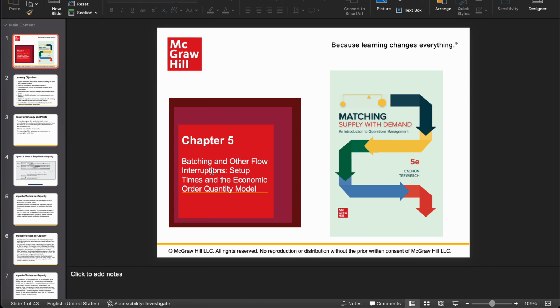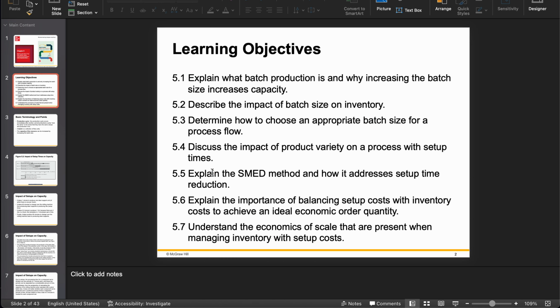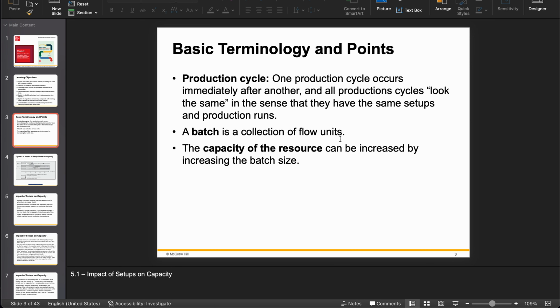In this video, we'll specifically be talking about setup times. The economic order quantity model is something that I'll cover when we meet next week in person. Okay, so we'll talk about the idea of batching, batch production, and the impact of batch size on inventory. How do you choose an appropriate batch size? And if time permits, we'll do product variety, but we'll see.